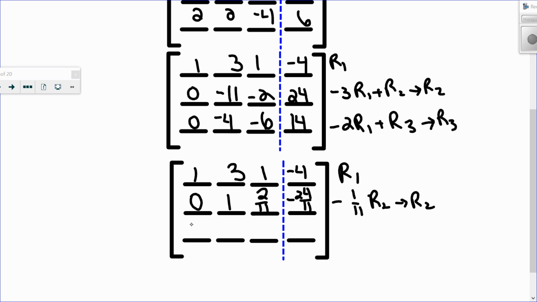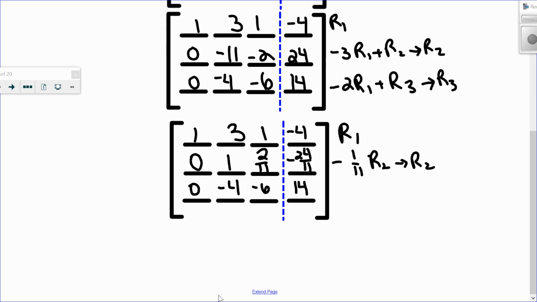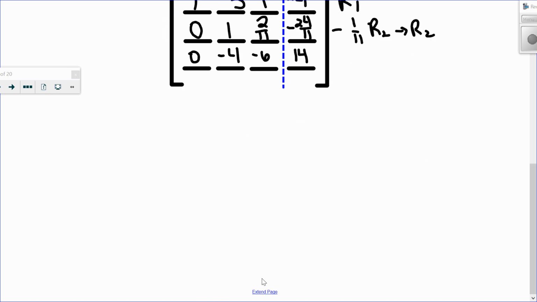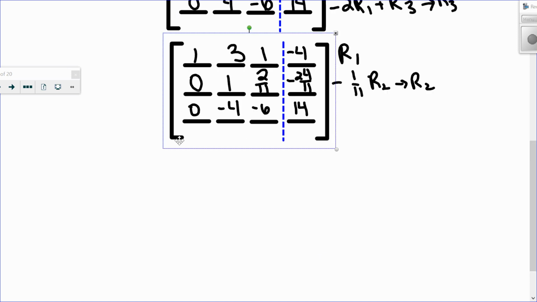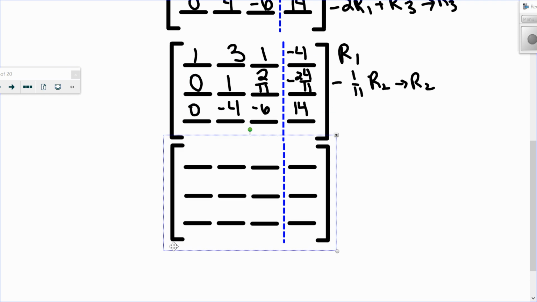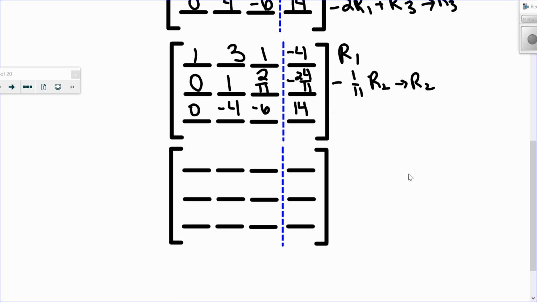Okay, and then this one here will stay like that. Okay, so sometimes we're going to end up with fractions, but hopefully as we go along, those fractions will eliminate themselves. So I have a 1 here, now I want zeros everywhere else.